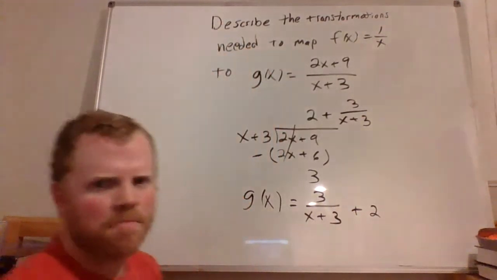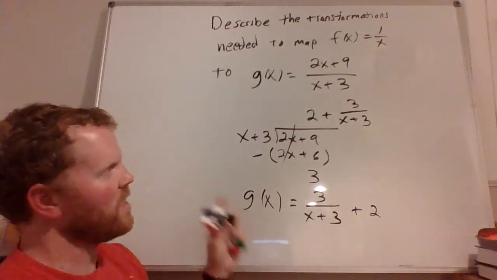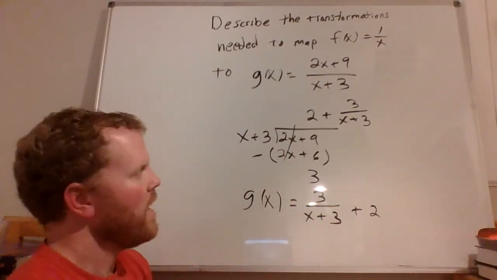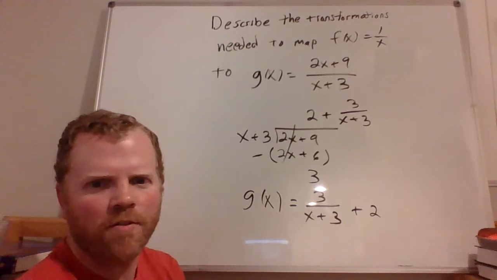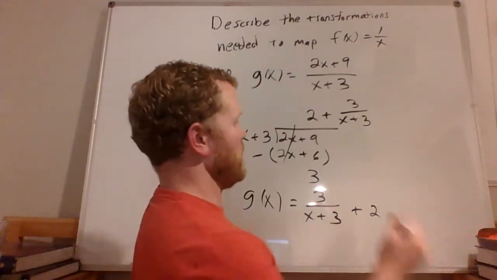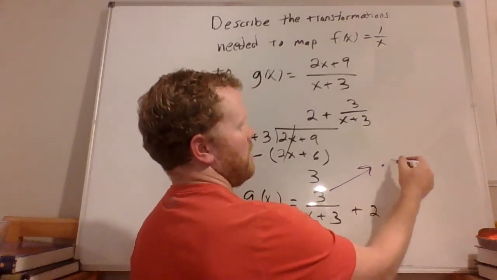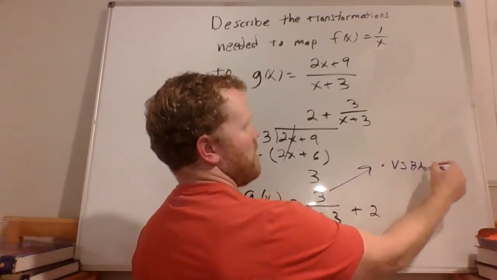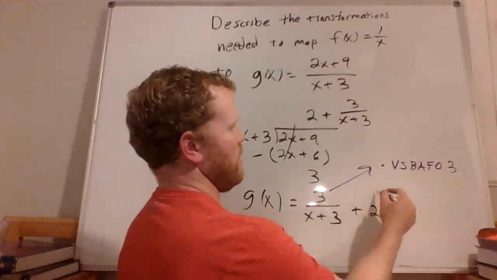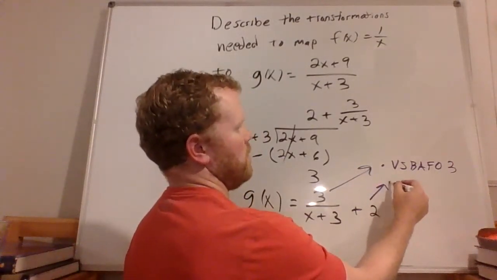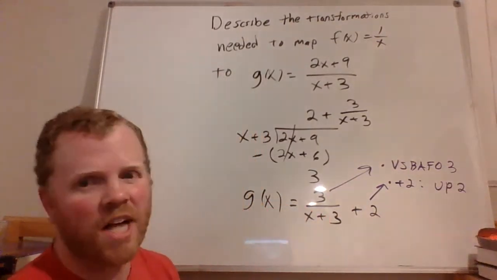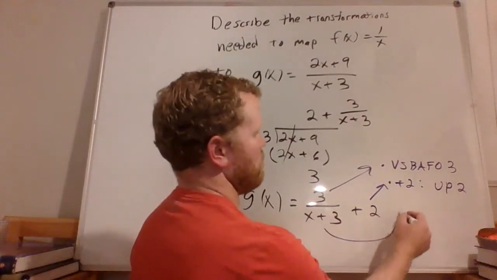You maybe like it better with that 2 on the end. Instead of saying 2 plus, you can say plus 2. Just keep the signs the same and you should be okay. And now it's in the standard template for noticing transformation rules. So what I would say about this function is this one has a VS BAFO 3. It's been vertically stretched by a factor of 3. This plus 2 moves it up 2. And then the only horizontal transformation involved is this plus 3.